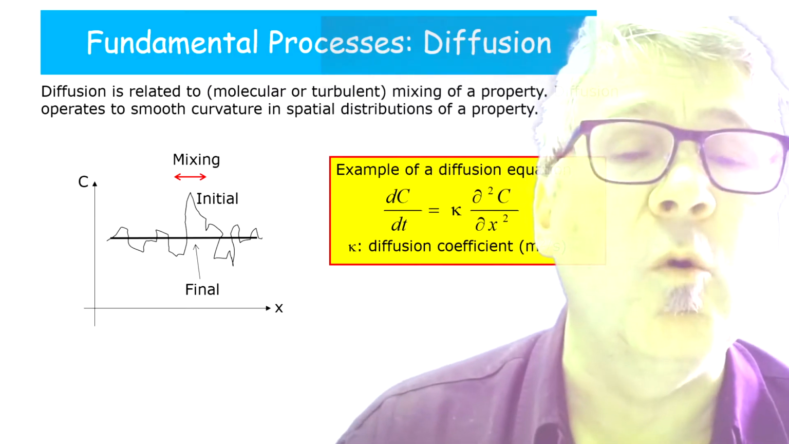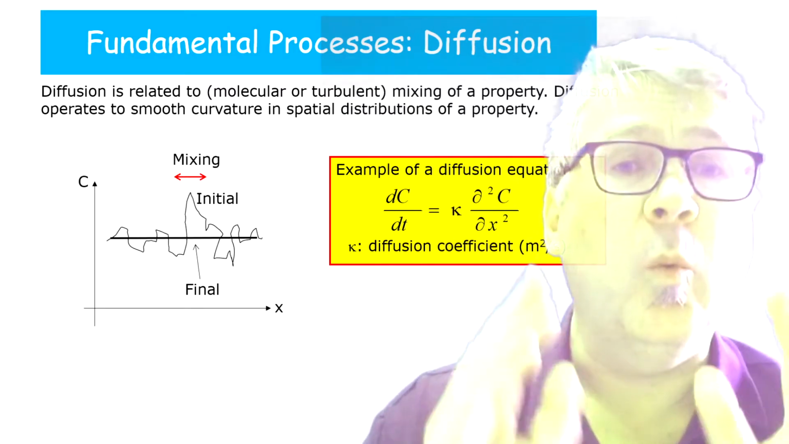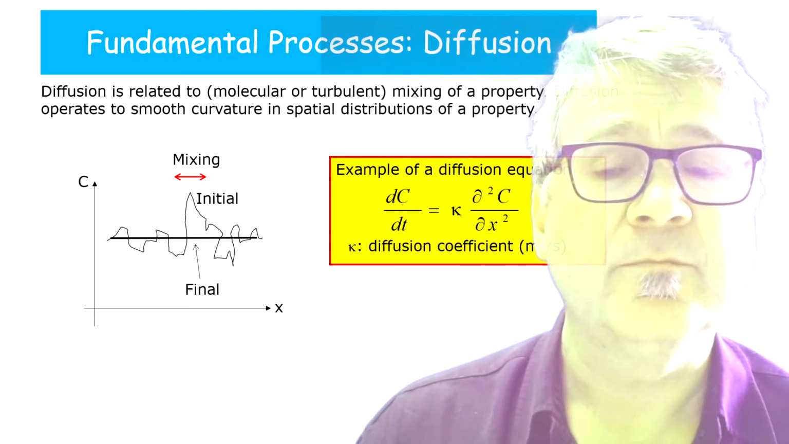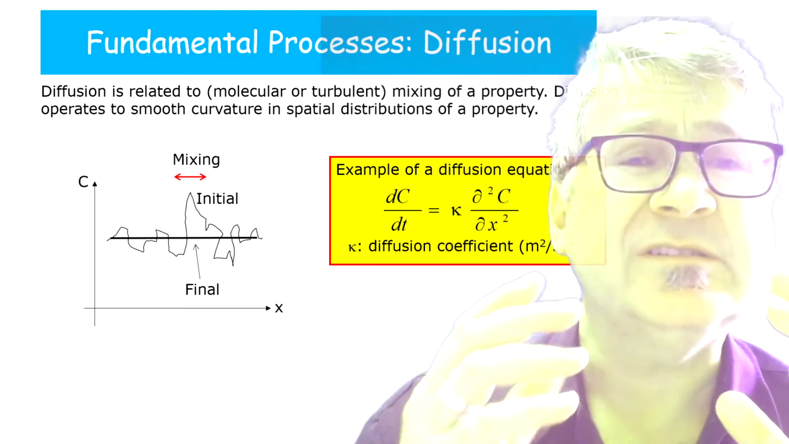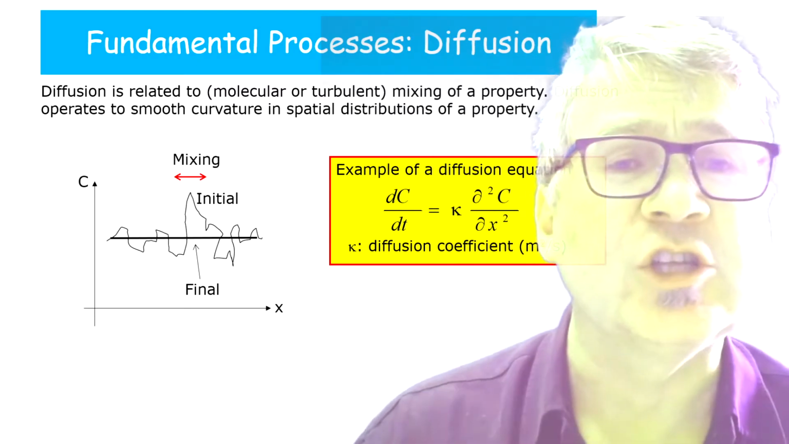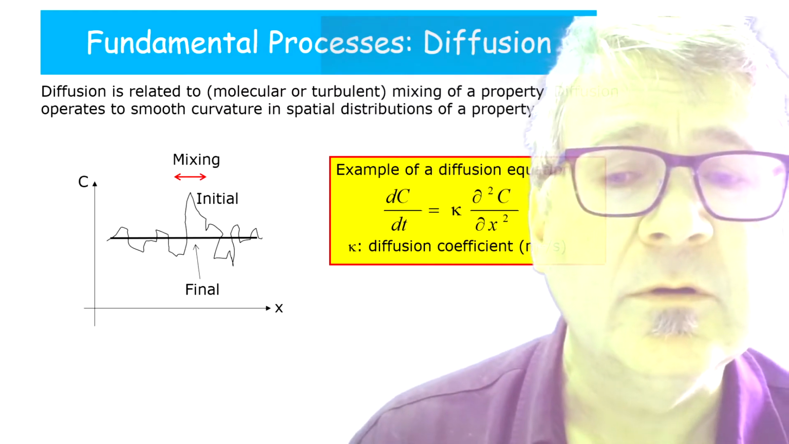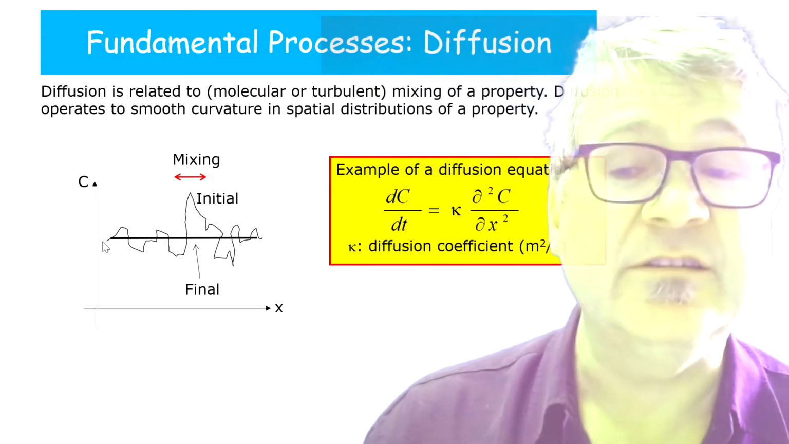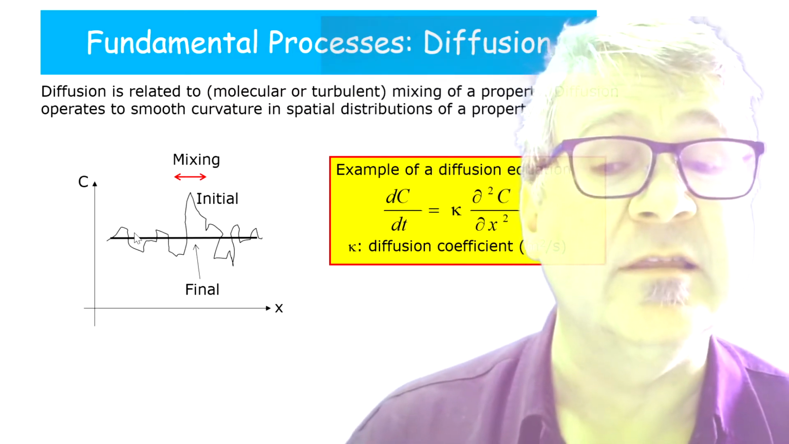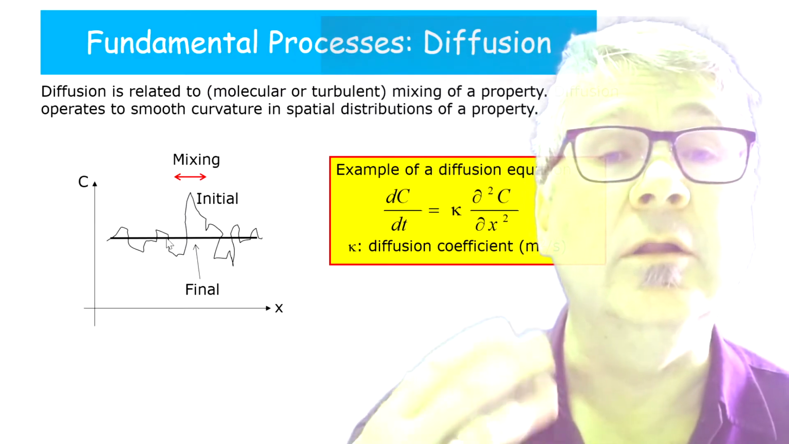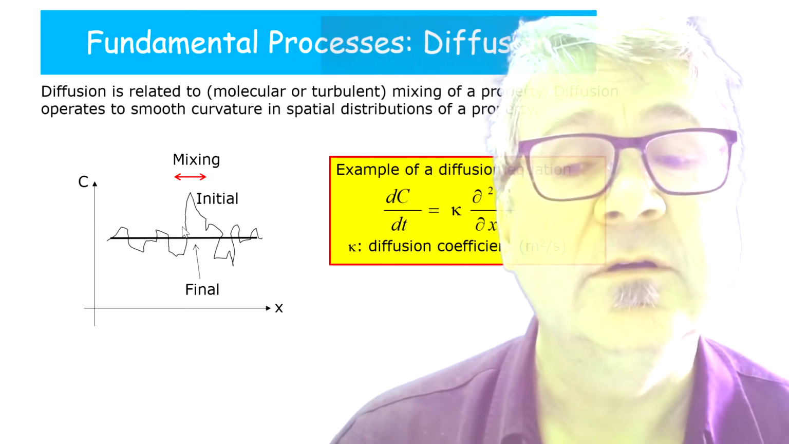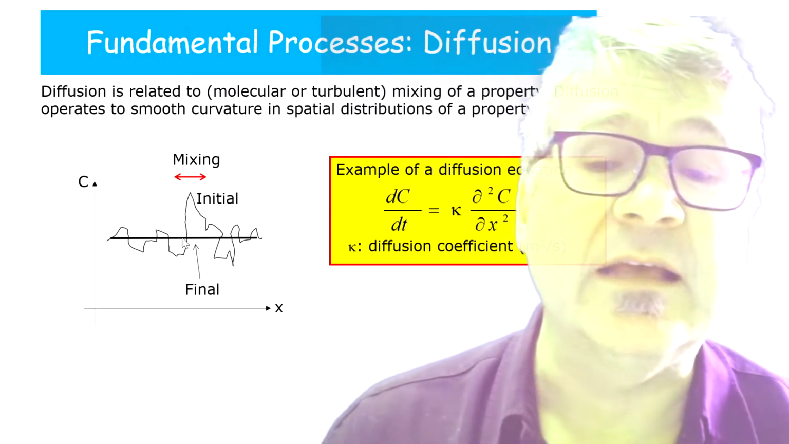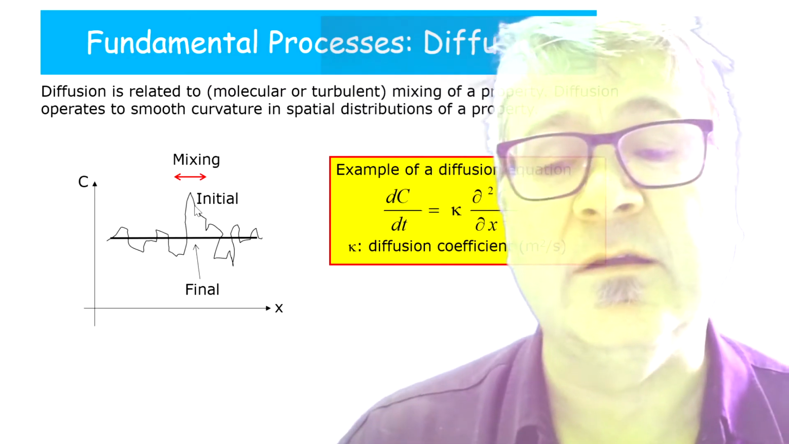Diffusion starts to work once you have a curvature in the distribution of a property. Okay, so what's the curvature? Curvature is the slope of the slope. Here, for example, you can see an initial distribution of your concentration field in the x direction, and you can see lots of curvature. The slope changes all the time. It gets steeper and then it gets flatter and so on.